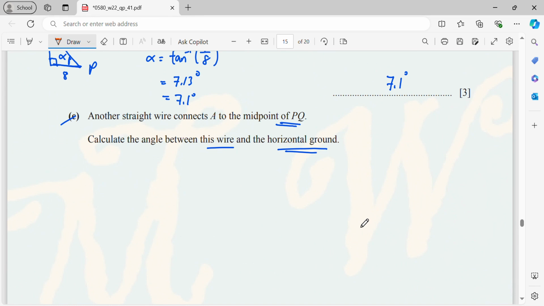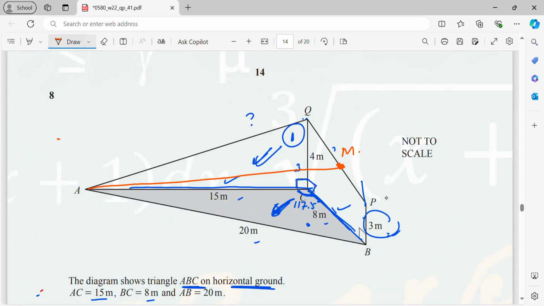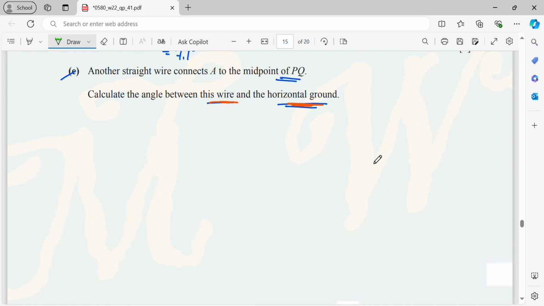Let's look at the question. Angle between this wire and the horizontal ground. Okay, so now the horizontal ground, basically, it is like this. You need to calculate what this angle is. Okay, so I will let this be N. So basically, you need to calculate MAN, right? So MAN, I will define first, let the angle be MAN.